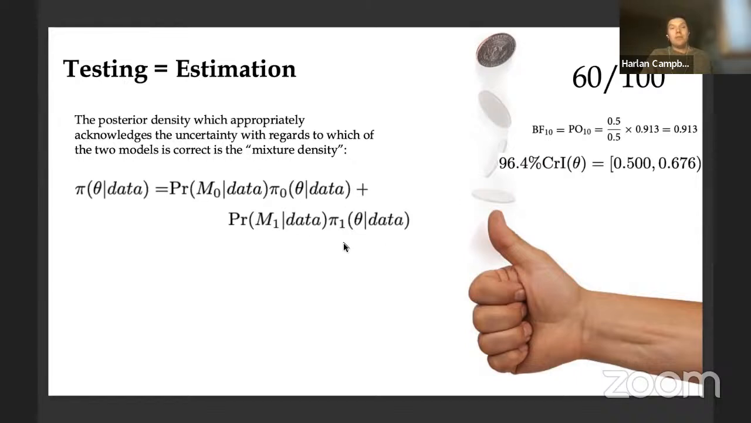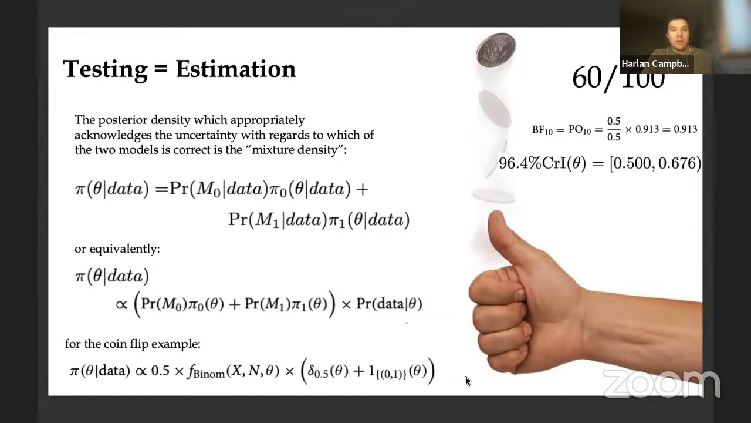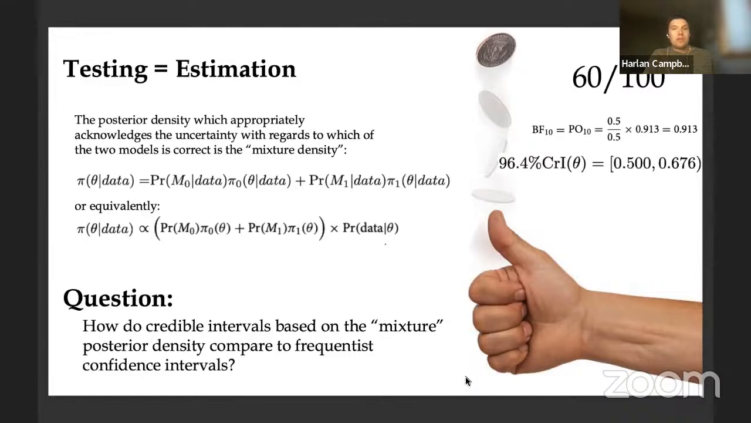And you can write it out in one of two ways. You can say it's a mixture of the two posteriors that are weighted by the posterior model odds here. Or equivalently, you can write it out in this way, where you have a prior, which is a mixture of the two model priors here. And both those are equivalent to one another. In the coin flip example, this is what you'd end up getting. And that was that panel I in the previous slides. So moving on from here, the question is, if we're going to consider this mixture posterior density going forward, what are the properties of this mixture posterior density, and how does it compare to frequentist confidence intervals?